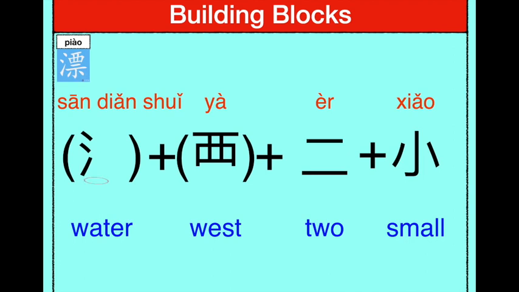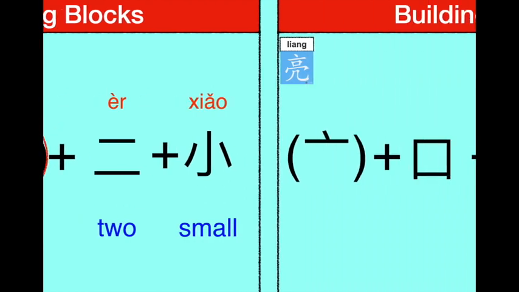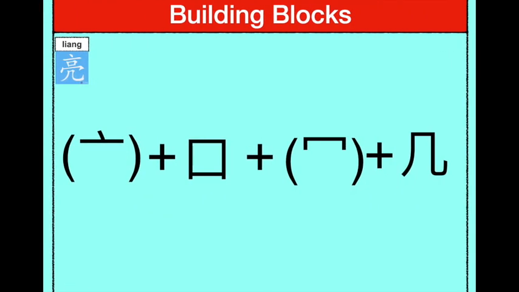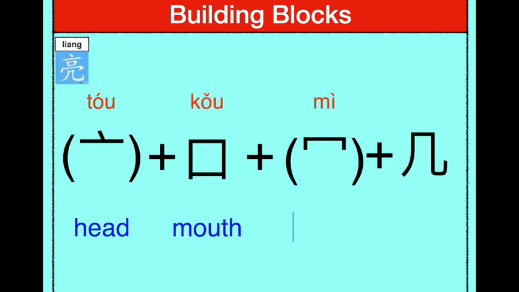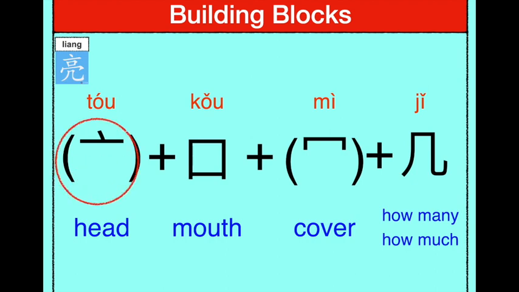Same thing here. The 2 parts with parentheses, they are only worked as radicals. There are 4 parts of 亮。亠 head, 口 mouth, 冖 cover, 几 how many or how much. Same thing here. The parts with parentheses, they can only use as radicals.